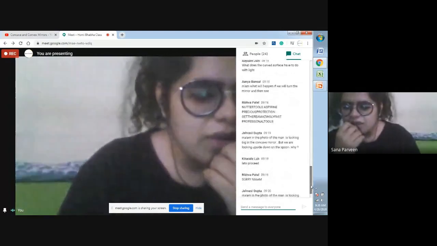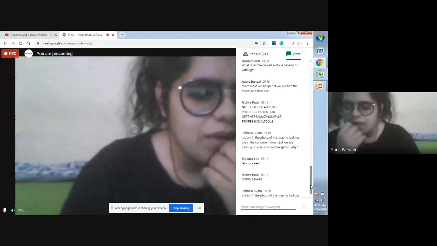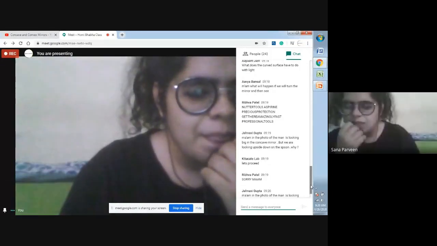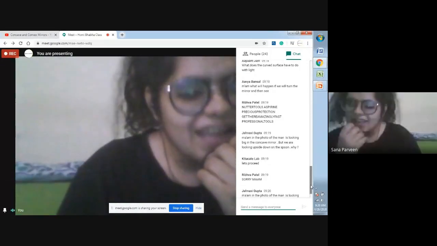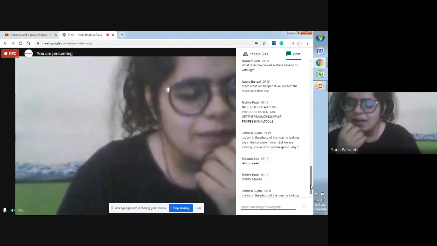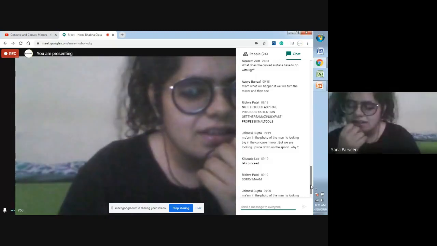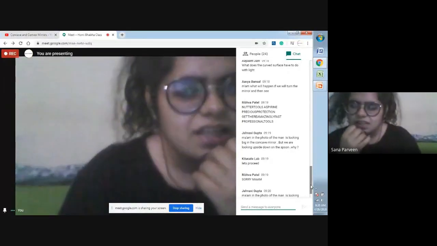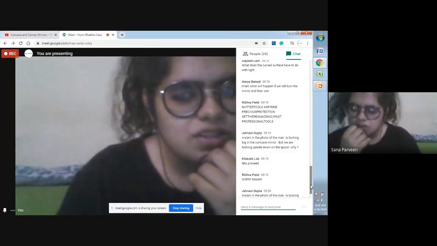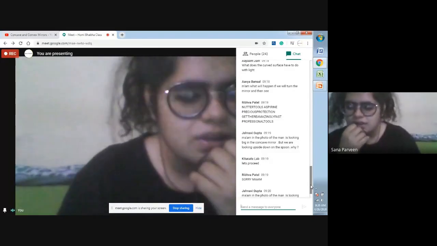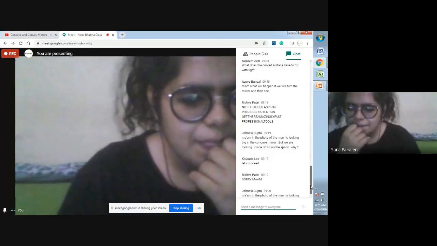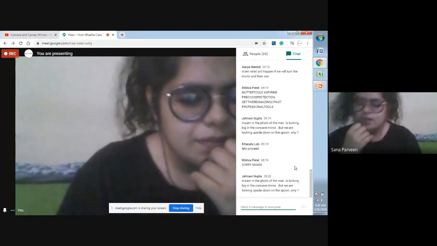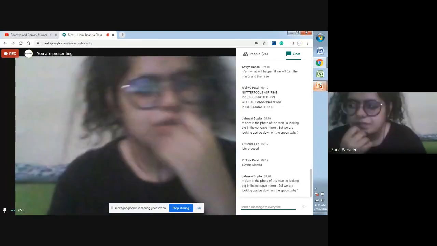Ma'am, in the photograph the man is looking big in the concave mirror, but we are looking upside down in the mirror. Why? Okay, yes, upside down. You will be able to see yourself upside down. It was just for us to understand that the size of the image is going to vary in both the cases. Okay, Janvi, let us just continue.